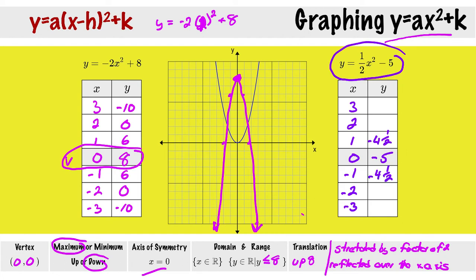2 squared is 4, half of 4 is 2. 2 minus 5 is negative 3. 3 squared is 9, half of 9 is 4.5. 4.5 minus 5 is negative a half.